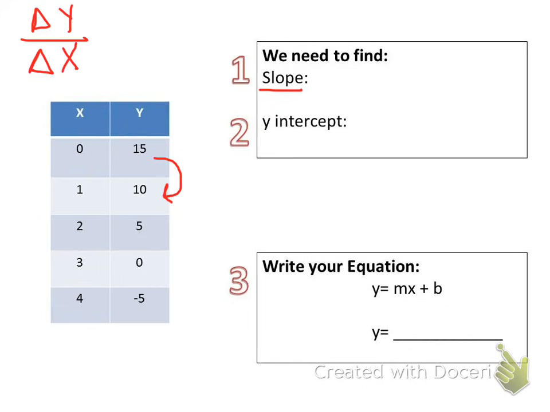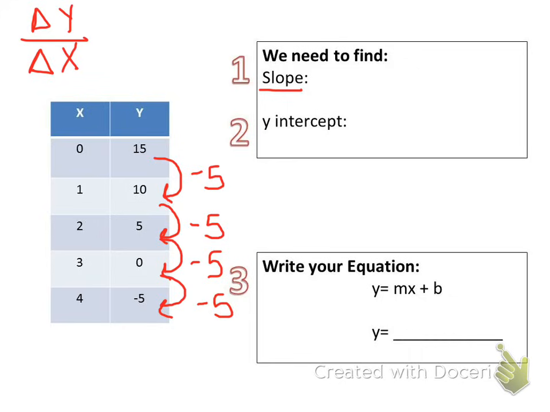To get from 15 to 10, I know that they must have subtracted 5. To move from 10 to 5, I've again moved down 5. From 5 to 0, I'm subtracting 5. And from 0 to negative 5, I'm subtracting 5.